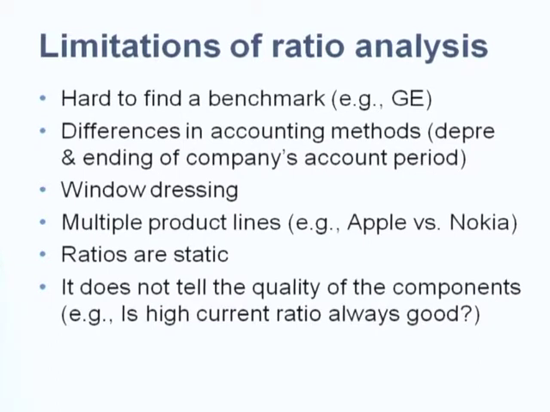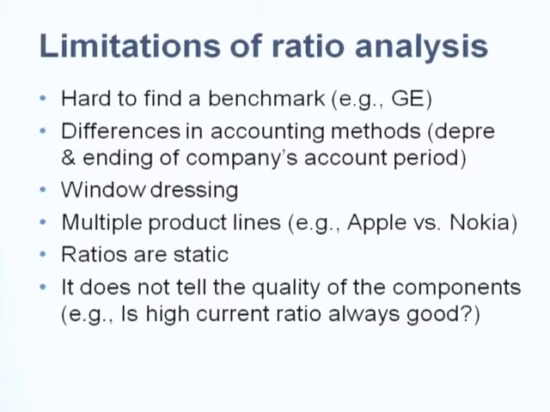Differences in accounting method. Sometimes you use a different depreciation method. If you use a different depreciation method, you get different net income. Once you get different net income, you get different ROE, right? Nothing is wrong with your operation, but you just use a different depreciation method, and then it changes ROE.